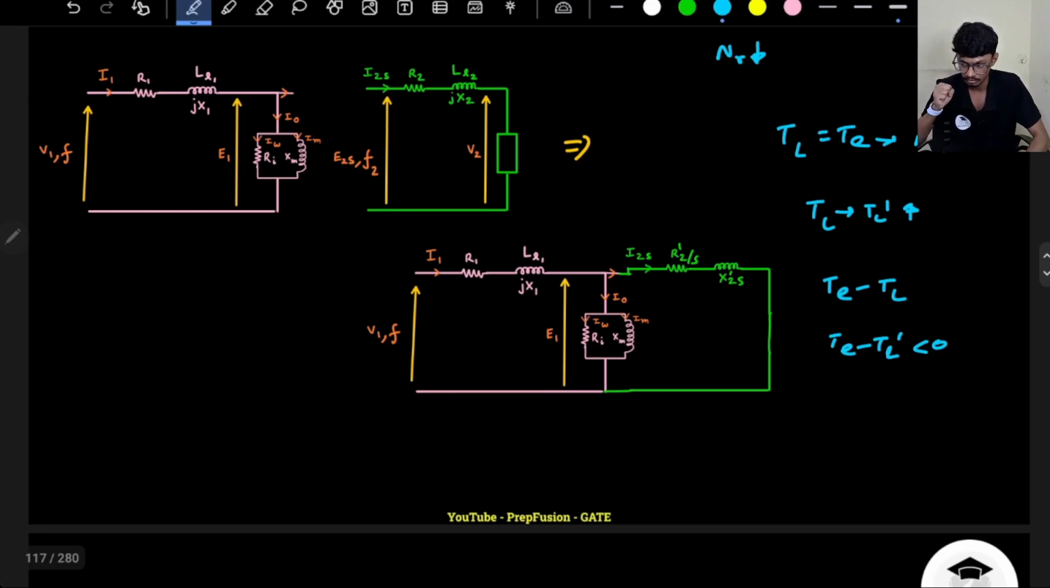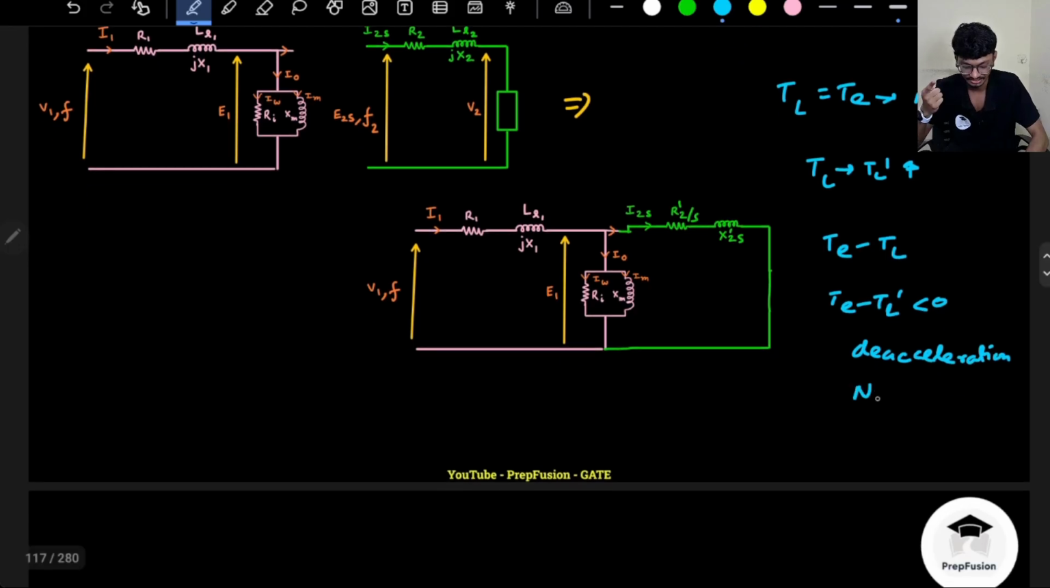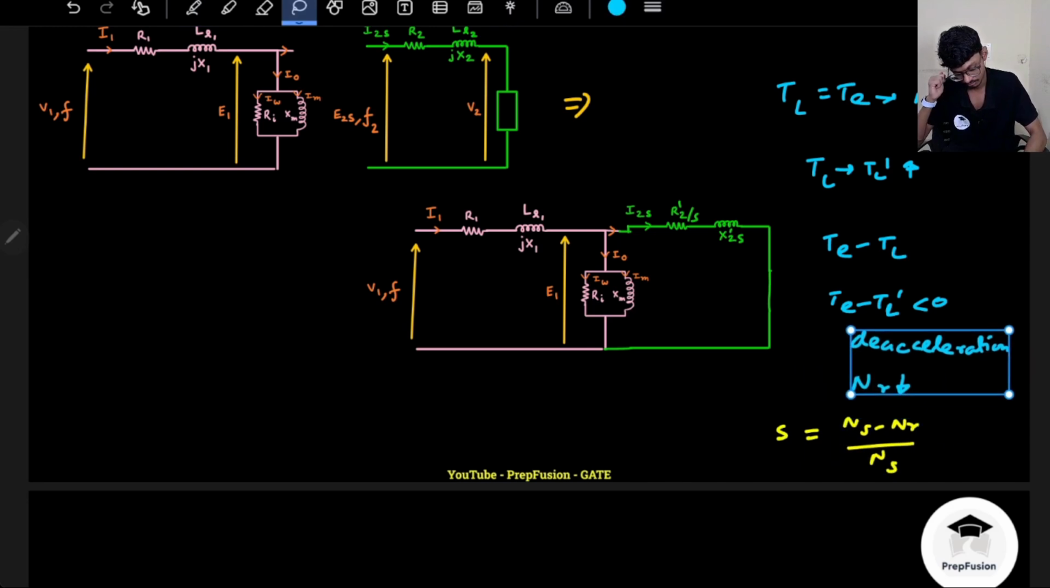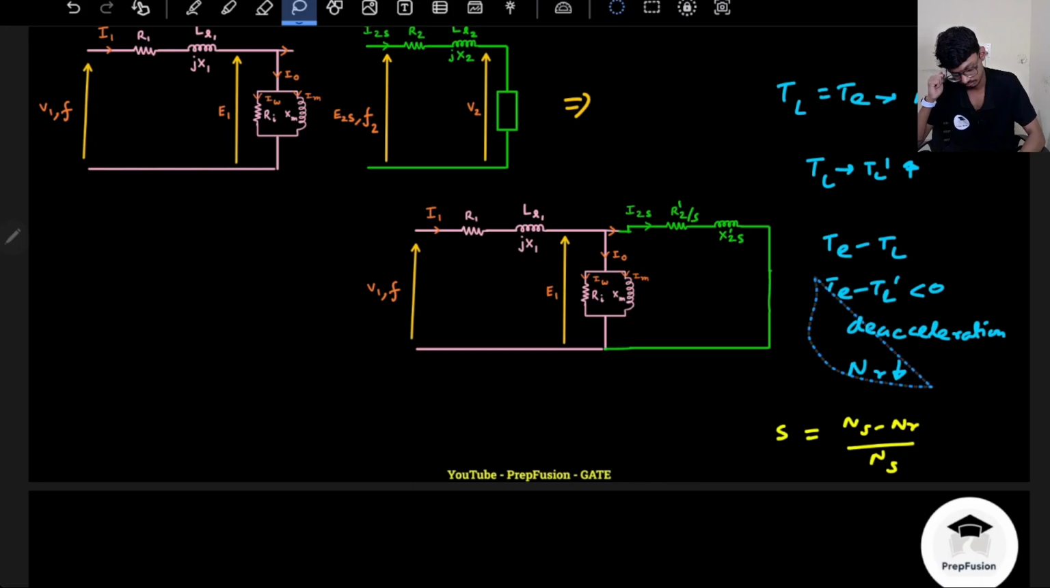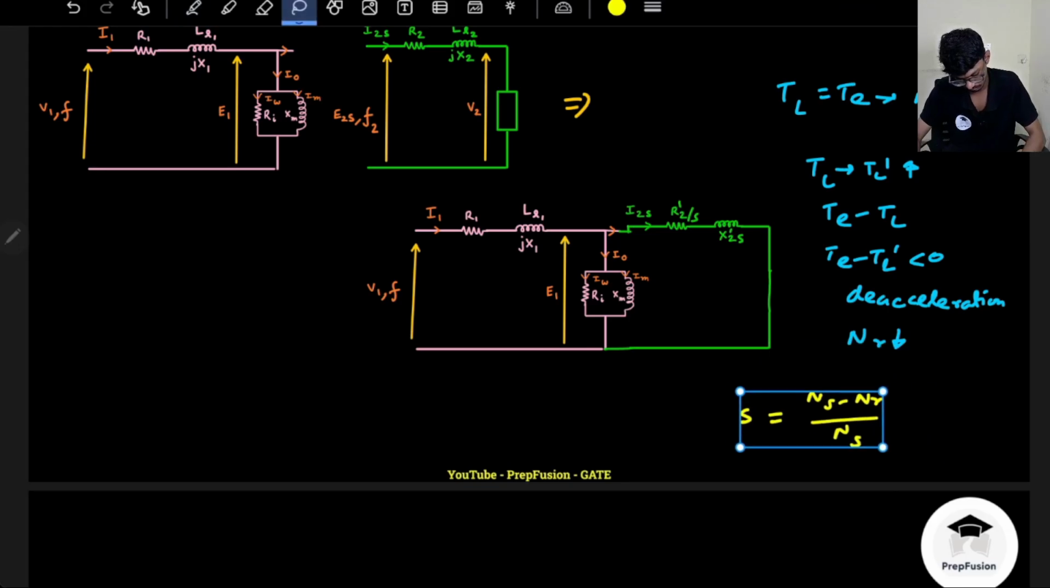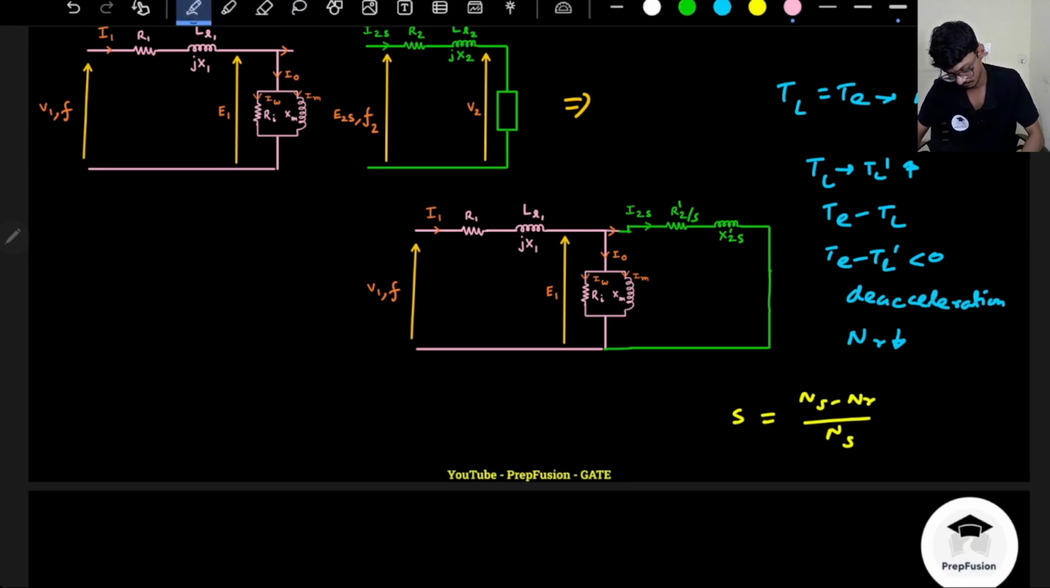So it is negative torque. It is opposing torque, so it is deacceleration. So basically what is happening? The speed will reduce because it is deacceleration. The rotor speed will reduce. If rotor speed reduces, what is the slip formula? Slip formula is Ns minus Nr divided by Ns. So if rotor speed reduces, what happens? This whole thing will increase. So slip will increase basically.